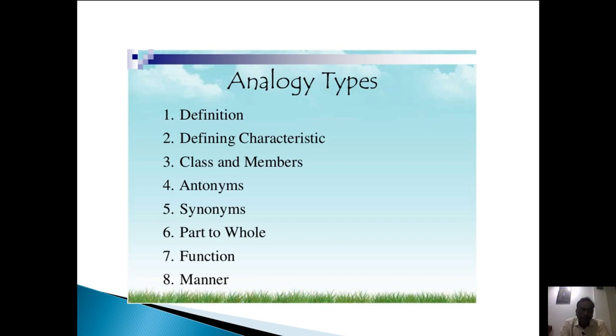Now we will discuss the types of analogy. What are the types? It may be a definition, it may be defining characteristics, sometimes class and members. Most of the time, questions asked in any competitive examination conducted in India basically depend on antonyms and synonyms, part to whole, even function and manner also. If we see these types, then we will understand this kind of question asked in the GATE examination also.